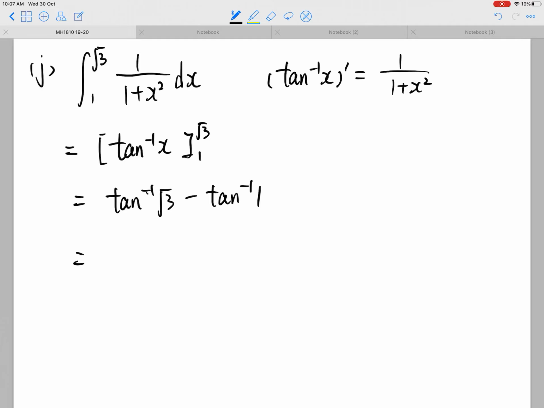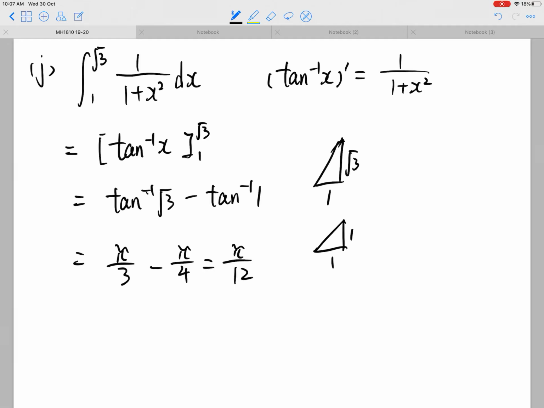Tangent inverse square root of 3: tangent pi over 3 is square root of 3. Tangent inverse 1: tangent pi over 4 is 1. That's why the answer is pi over 12.